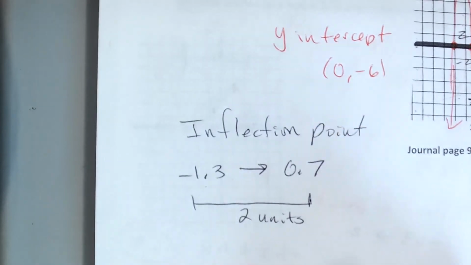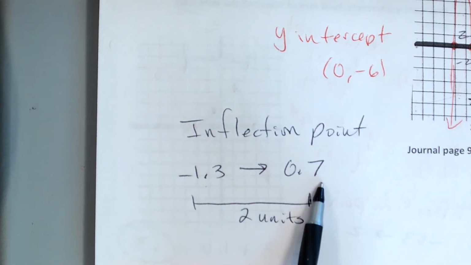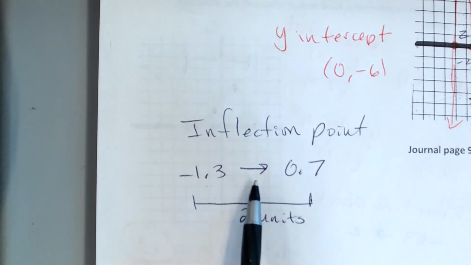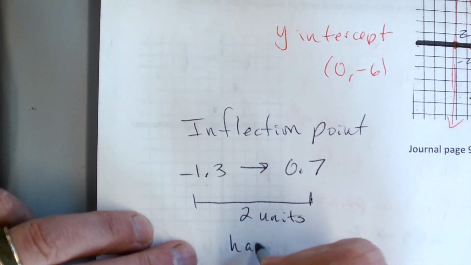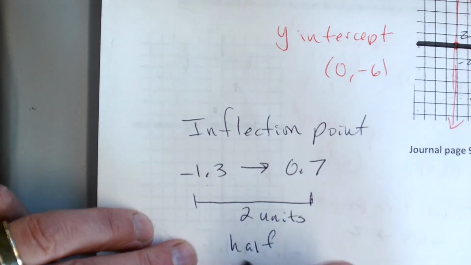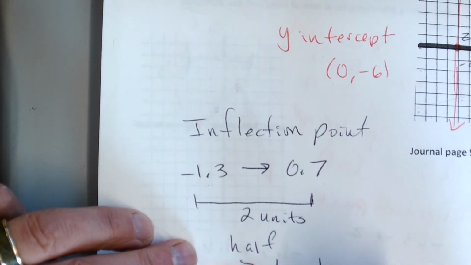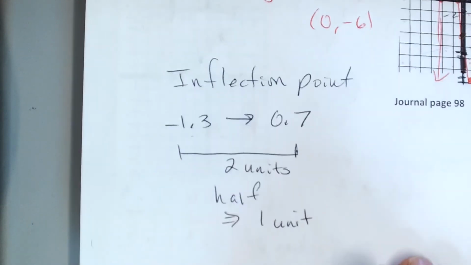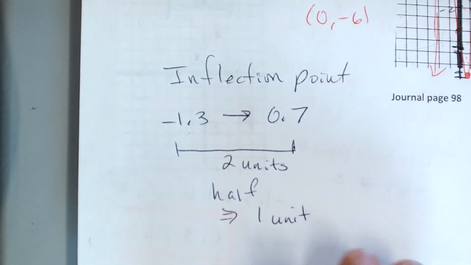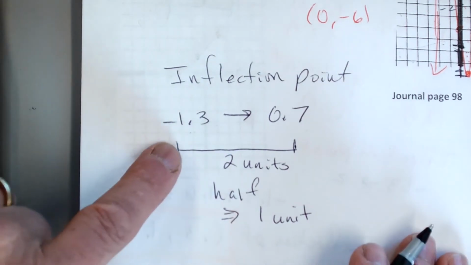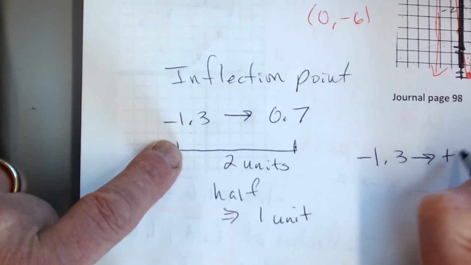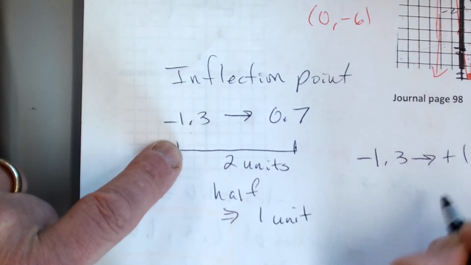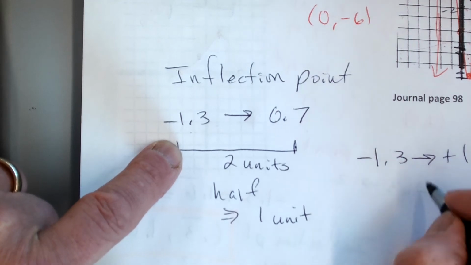Okay, does this make sense? This is the part that I want to make sure you get, okay? So from here to here is 2 units. You guys agree? I'm going to go 1.3 and then another 0.7. Then I take half of that, which is going to be 1 unit. So halfway is going to be my inflection point. So let's take negative 1.3 and move forward 1 unit. That would put me at a negative 0.3, right?